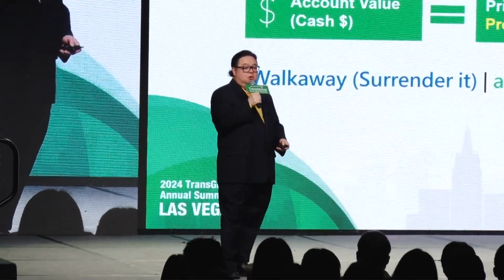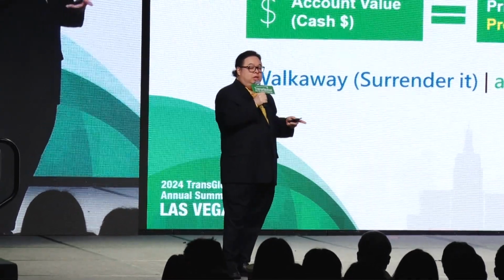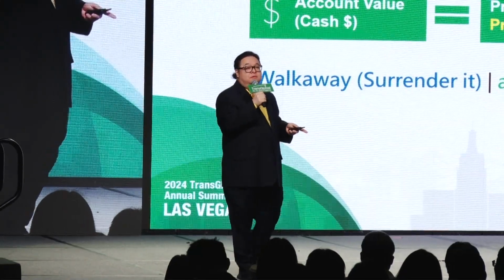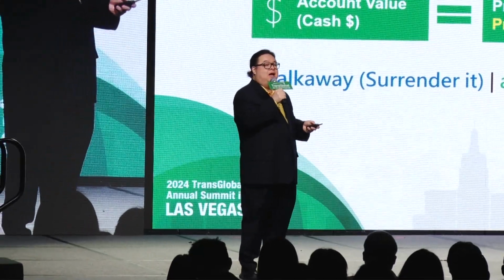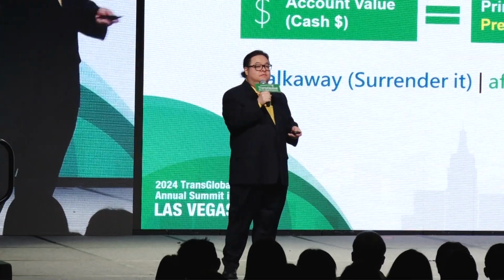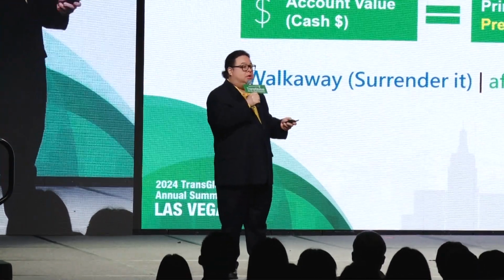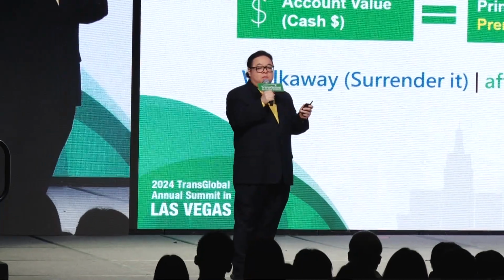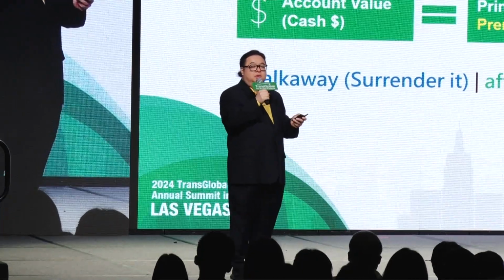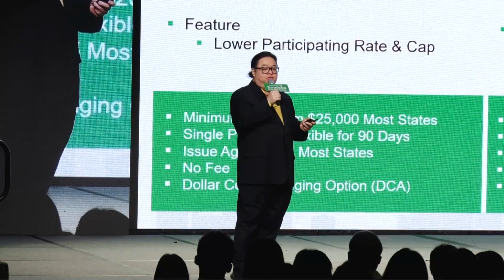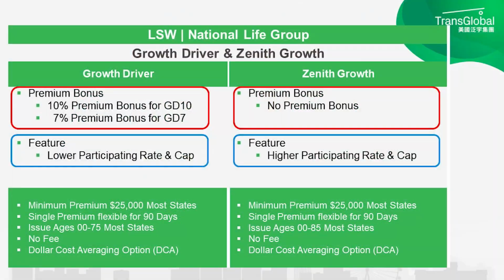Okay? So for this case, we do not have any benefit value. It is account value, cash value, accumulation value, all the way. It's real money. What I wanted to introduce is the walk away product, accumulation product with premium bonus. So the first one I want to talk about is LSW, which is National Life Group.